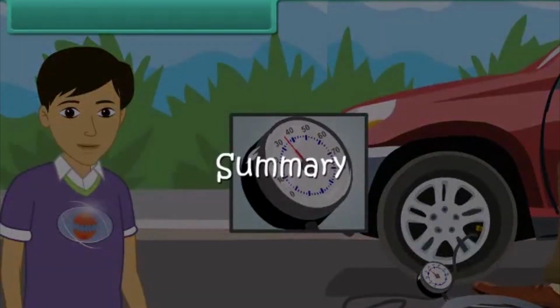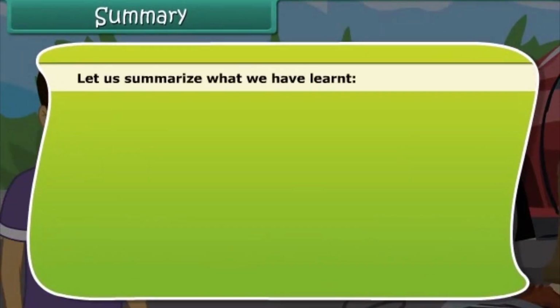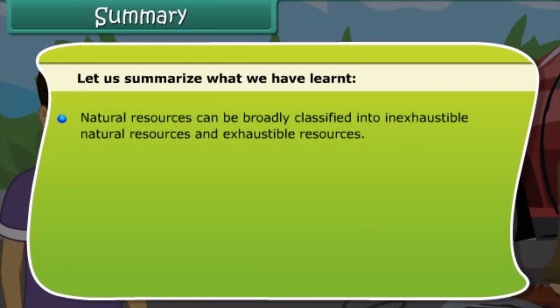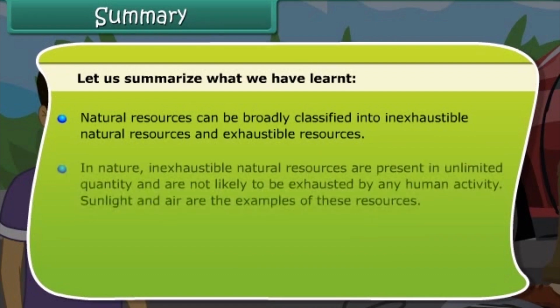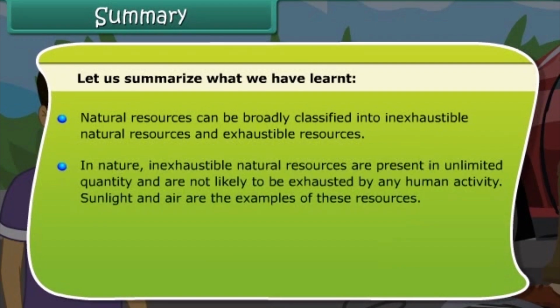Summary. Friends, let's summarize what we have learned so far. Natural resources can be broadly classified into inexhaustible and exhaustible resources. In nature, inexhaustible natural resources are present in unlimited quantity and are not likely to be exhausted by any human activity. Sunlight and air are the examples of such resources.